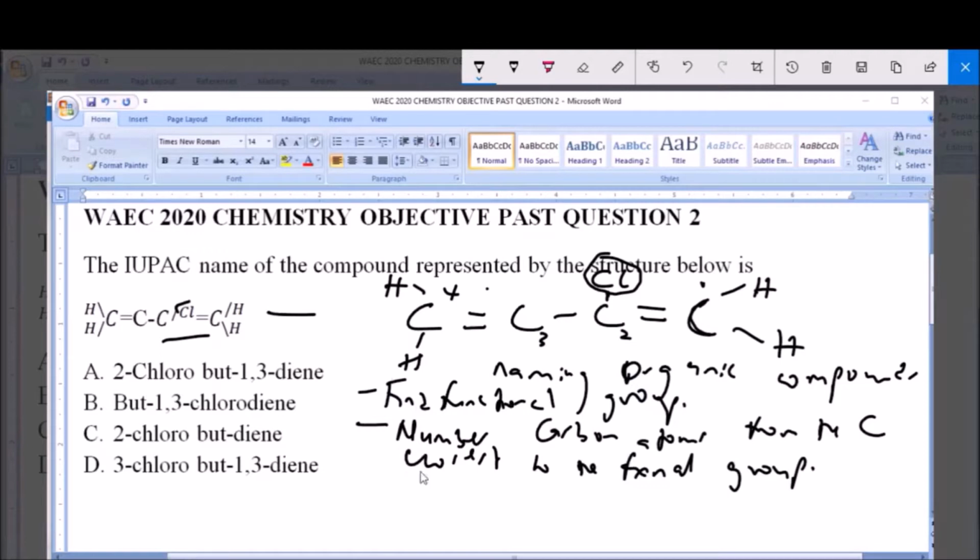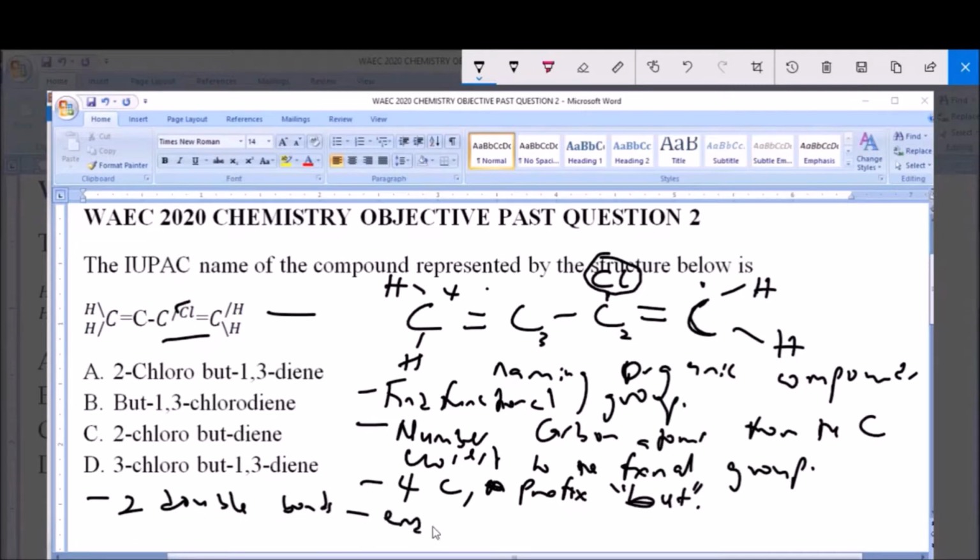Now after doing this, you have 4 carbon atoms. So the first clue is that the name of the compound will have the prefix but. Another clue is you have 2 double bonds, so the compound will end with diene. That is 2, di, and then the presence of double bonds shows that it is an alkene.